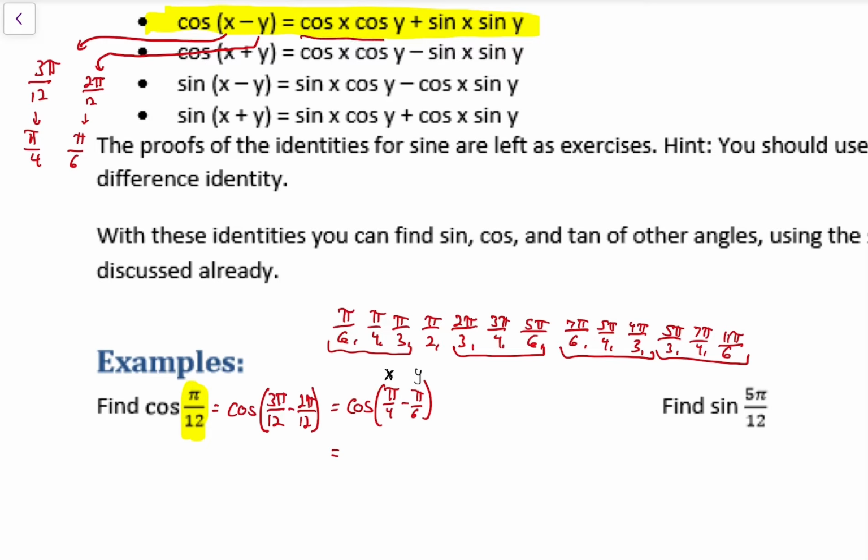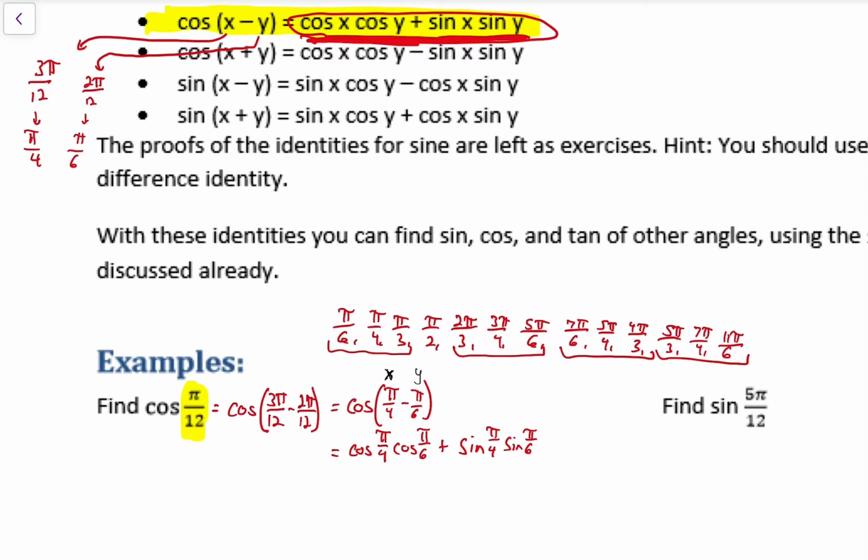So we'll use, again, this highlighted formula up here. So we have cosine of x, which is pi over 4. Again, I am just plugging into this formula at the top. Cosine of pi over 4 times cosine of pi over 6, and then we have a plus sign, and then we have sine of x, which is pi over 4, and sine of y, which is pi over 6.